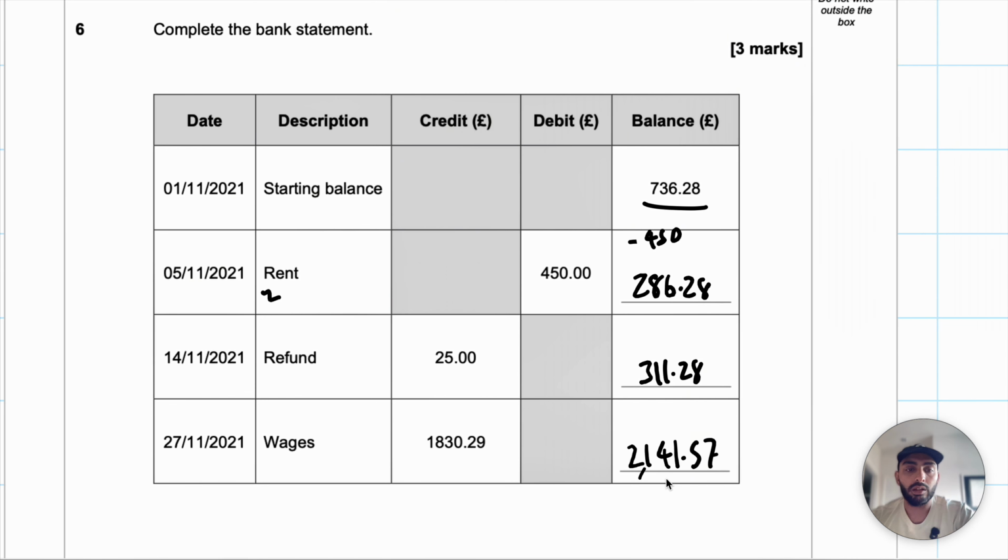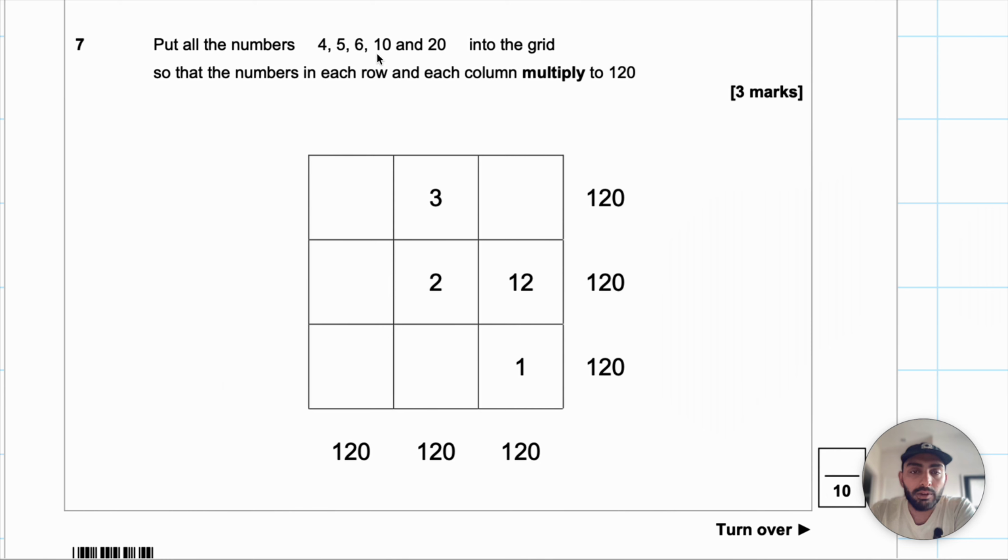Question 7, put all the numbers 4, 5, 6, 10 and 20 into the grid so that the numbers in each row and each column multiply to 120. So we're looking for a row or a column that has one missing piece of information. So I can see I could either do that one first or I could do that one first. I'll just do this one first.